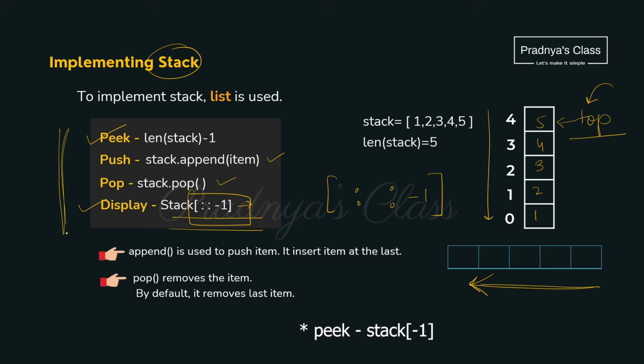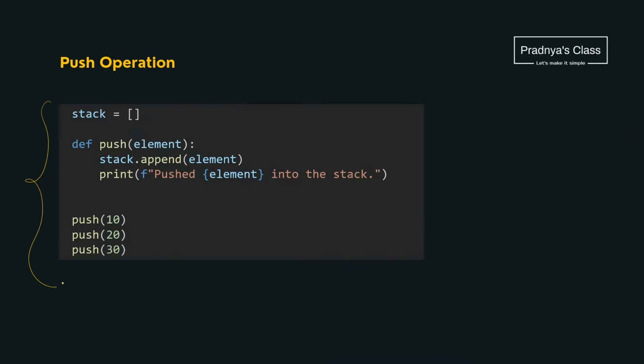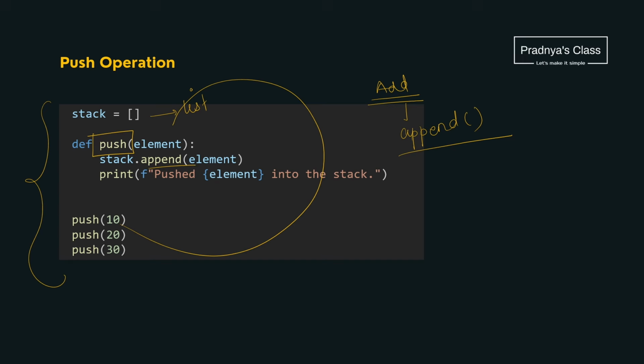Generally we need to perform these 4 operations. While pushing the item we will check the condition of overflow, and while popping the item we will check the condition of underflow. Now let's implement using program. Here is one empty list named stack. We need to add the item. We are performing push operation. It means we need to add the item to the list, and for that we will be using append method of the list, which will add the item at the last. So we are passing the element and we are appending to the list.